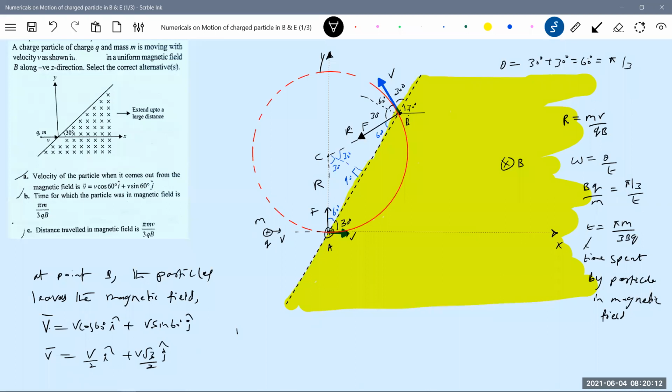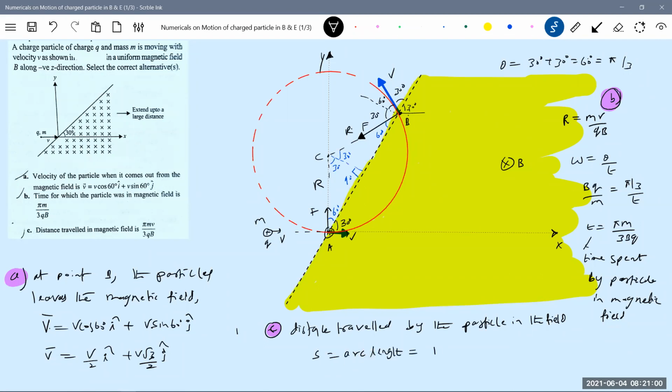Now, after this, what about the distance traveled in the magnetic field? Arc length. This is option A. Option B. Now, option C I'm discussing. Because I have a lot of space for the diagram only, I'm writing here and there. The distance traveled by the particle in the field should be equal to only the arc length.